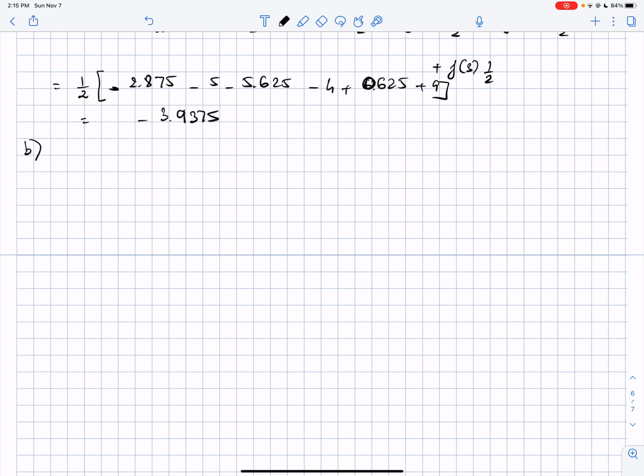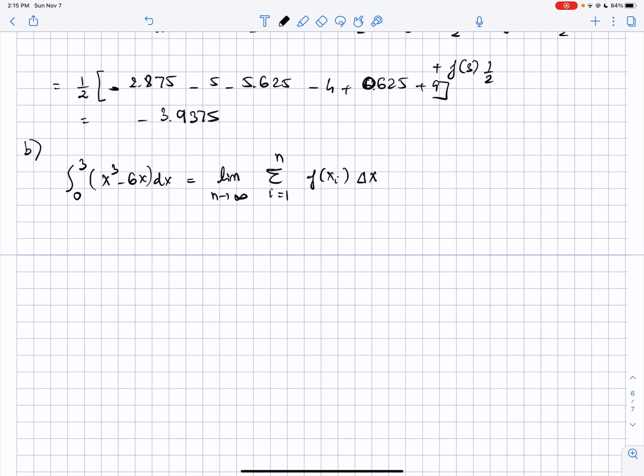In part B, we will calculate the integral from 0 to 3 of x cubed minus 6x dx. We will use theorem number 4, and we calculate the sum of the function f of xi times delta x, that is the height times the width.